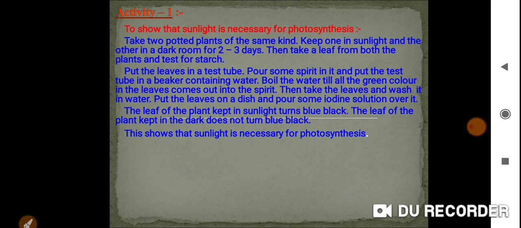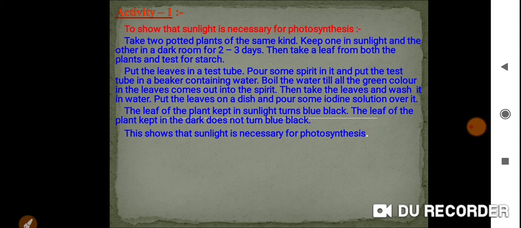See, activity 1.1, according to the NCERT syllabus, is to show that sunlight is necessary for photosynthesis. Will you agree that sunlight is necessary for the photosynthesis process? The first session only I discussed it. Sunlight is very much necessary for the photosynthesis process, that you know very well.